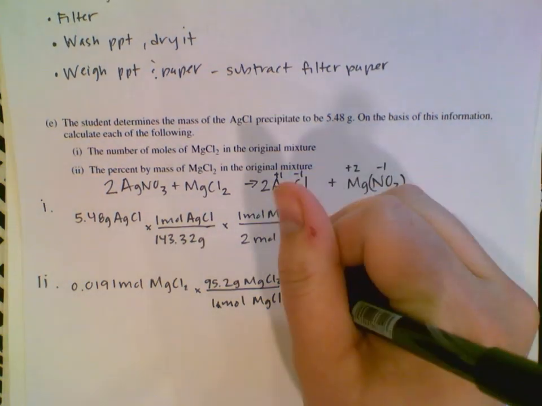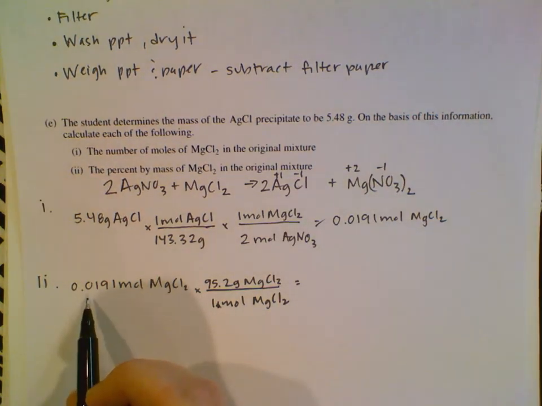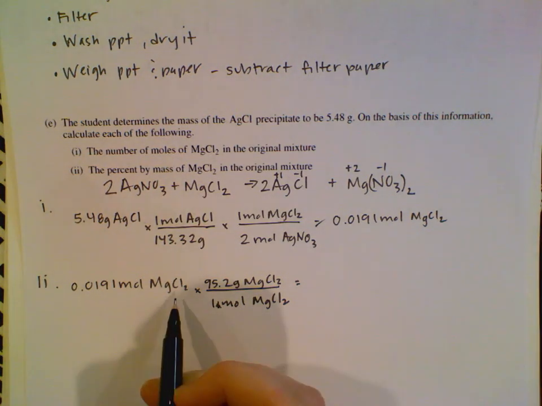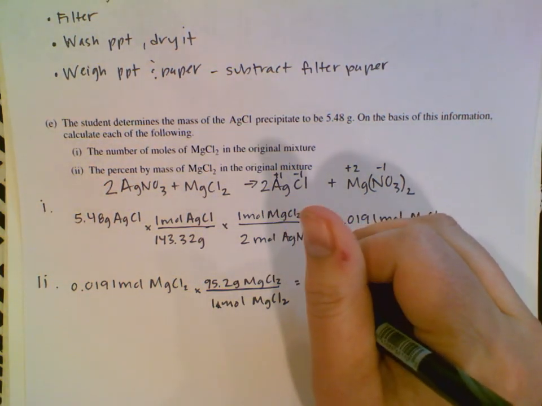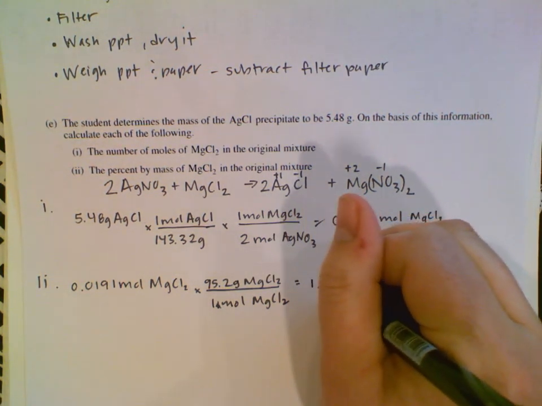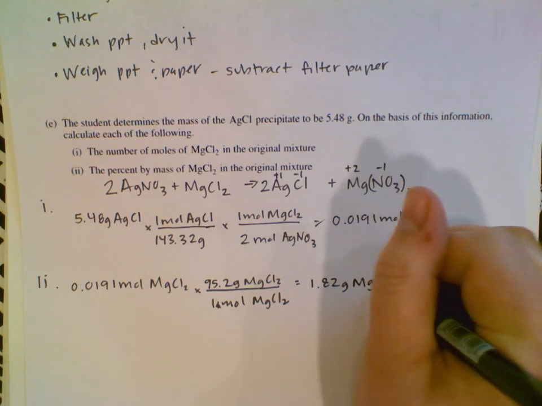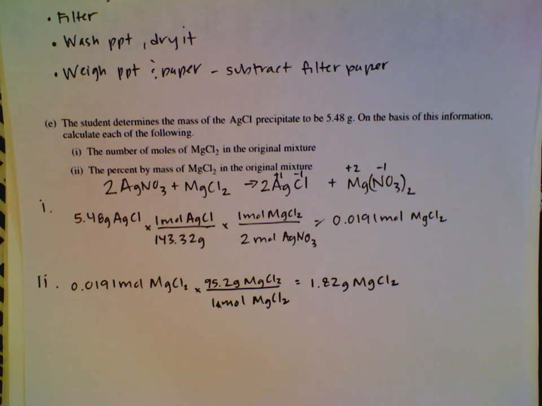When I put that into my calculator, I take the 0.0191 moles of MgCl2, multiply it by the 95.2 grams of MgCl2, and then I end up getting 1.82 grams of the magnesium chloride. So that is how many grams were in the mixture.